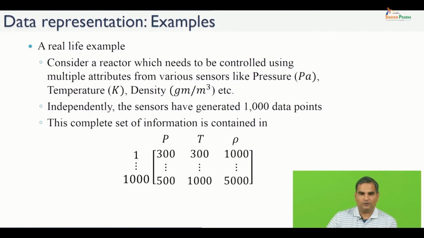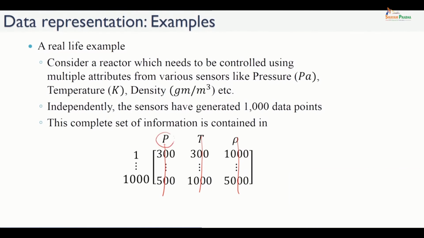One way to do this is to organize it in this matrix form, where the first column corresponds to the values of pressure at different sample points. The second column corresponds to the value of temperature at several sample points, and the third column corresponds to the value of density at several sample points. So that's what I meant when I said the columns are used to represent the variable. So each column represents a variable. Column 1 pressure, column 2 temperature, and column 3 density.